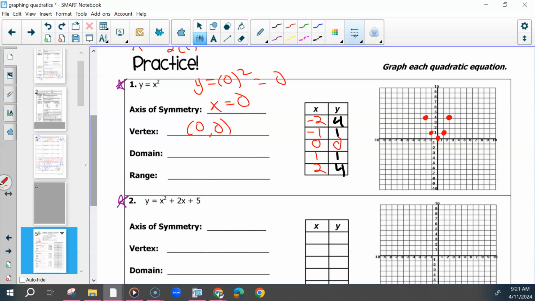We're not going to actually draw in the axis of symmetry, but you could see where it's split in half. Make your U shape through that. Make sure it has arrows through it, because it goes on forever and ever. And that is how we graph our quadratic equations. You could have more than 5 points, but you need at least 5 points. Questions on how we do the graph piece before I talk about domain and range?